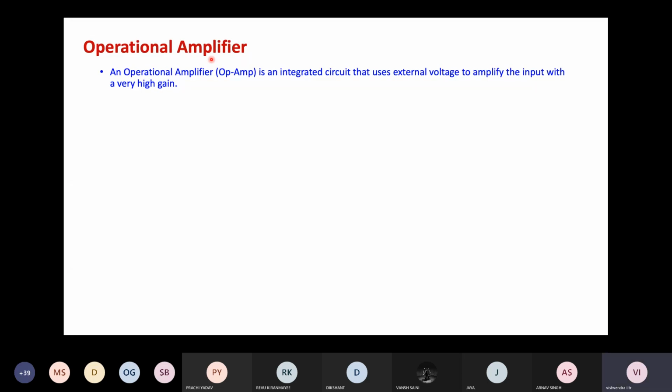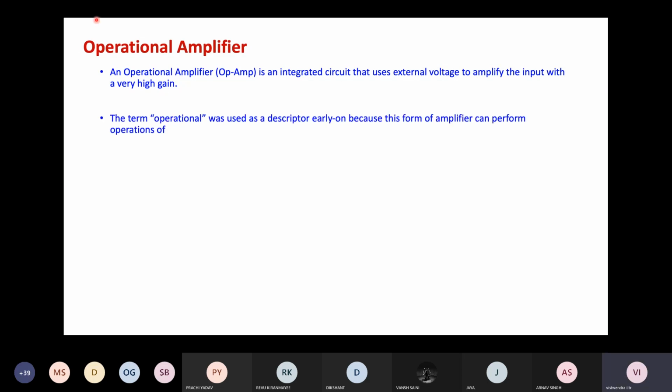But transistor is also an amplifier. So what is new here? Okay. So we just do not want an amplifier. In addition to an amplifier, op-amp is also a device on which we can do various operations. And that's why this operational amplifier is the name of this IC, essentially. Okay. So op-amp is an IC that uses external voltage to amplify the input with very high gain.